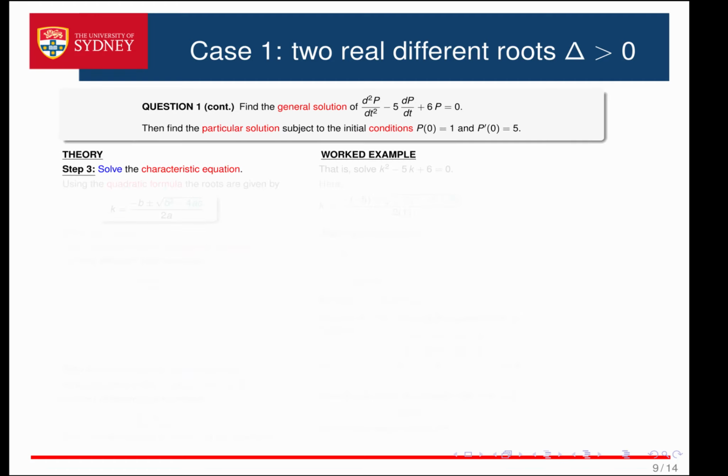Step 3. Here we solve the characteristic equation. That is, we want to find the values of k such that k squared minus 5k plus 6 is equal to 0. There are many ways to find these values of k. One way is to use the quadratic formula. The quadratic formula says that k is equal to minus b plus or minus the square root of b squared minus 4ac all over 2a.